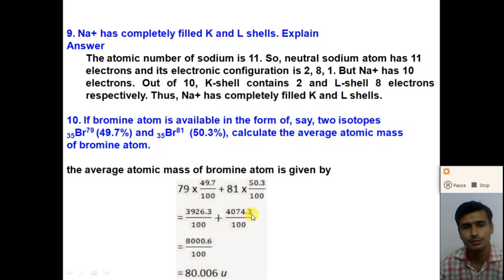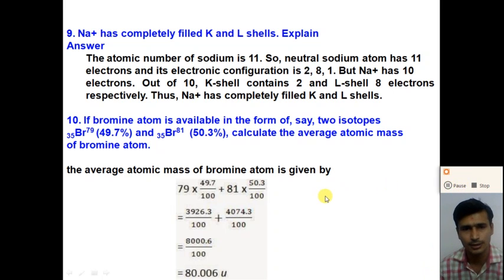81 multiplied by 50.3, we get 4074.3 divided by 100. If we sum it, we get 8000.6 divided by 100. So the average atomic mass of the bromine atom is 80.006 AMU. Dear student, this is how we can calculate the average mass. Take 49.7% of the Br 79 atom and 50.3% of Br 81, and we can easily calculate the average atomic mass.